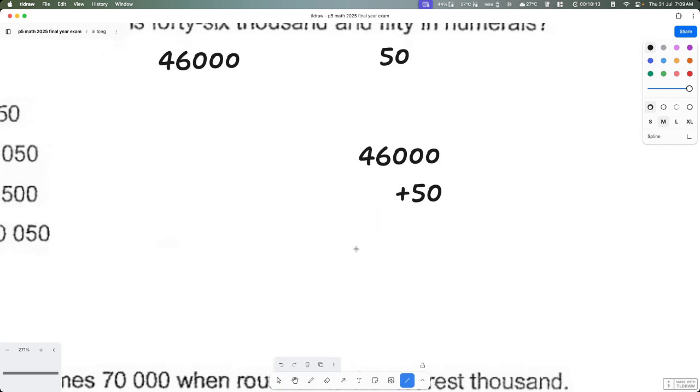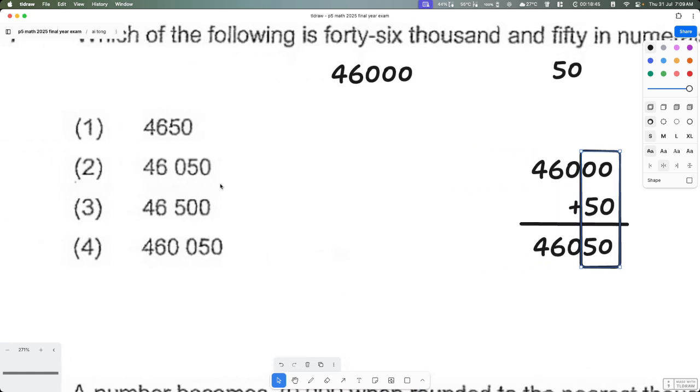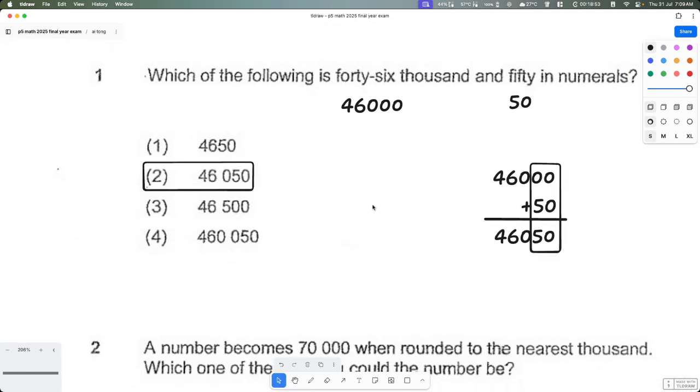The answer is 2. In this case, you should put 50 at the bottom over here, and then the 46 and the rest at the other side. That's what you see over here. So this will essentially look something like this, which is 46,050 in this case. Okay, so that's about it. The same as what we see, so it should be number 2. All right, let's move on to the next question.